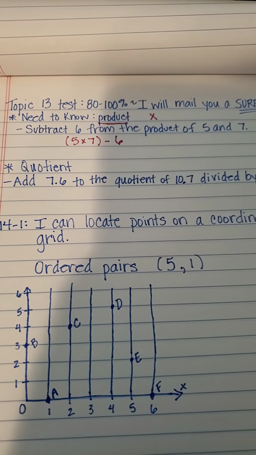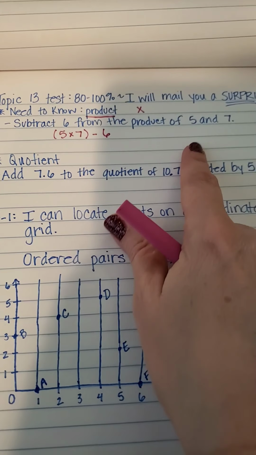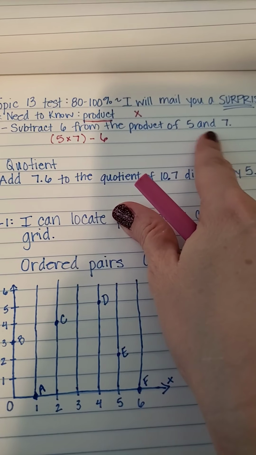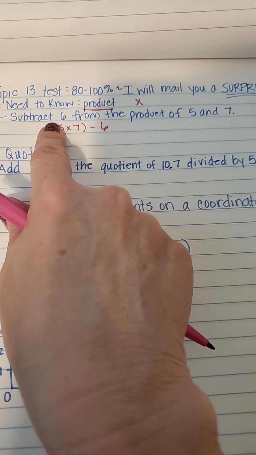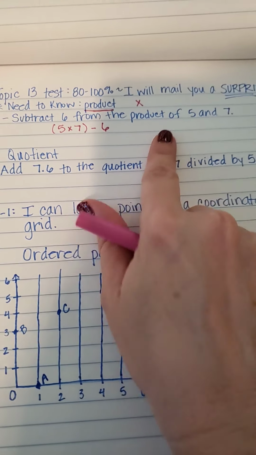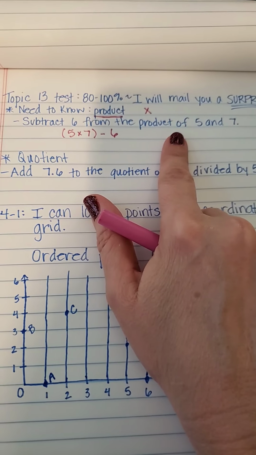So don't let that confuse you. A lot of my students last year did get confused because the 5 times 7 is on the right here and it's saying subtract 6, but you're subtracting 6 from that. So you have to write that first.